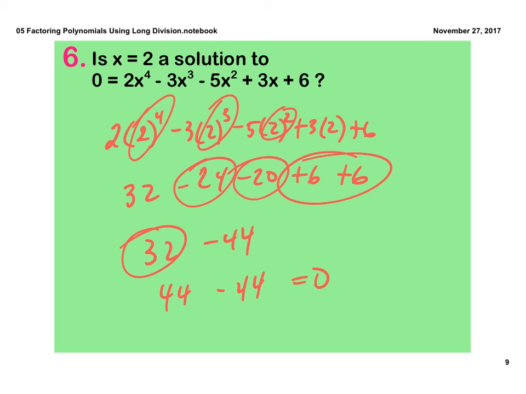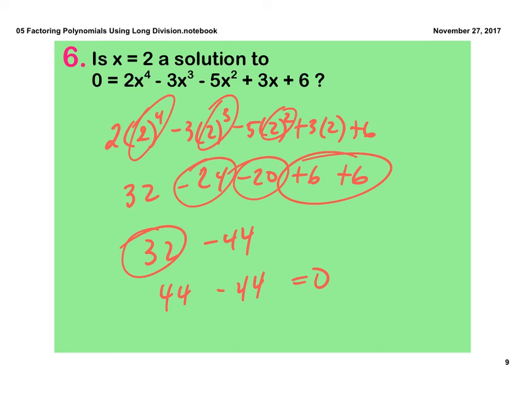Guess what would have happened if I would have long divided it? It would have had no remainder. It would have worked. But since the question was, is it a solution? Your answer is just yes. What's your proof? You showed that it equals 0. So there are times you can get out of long dividing.